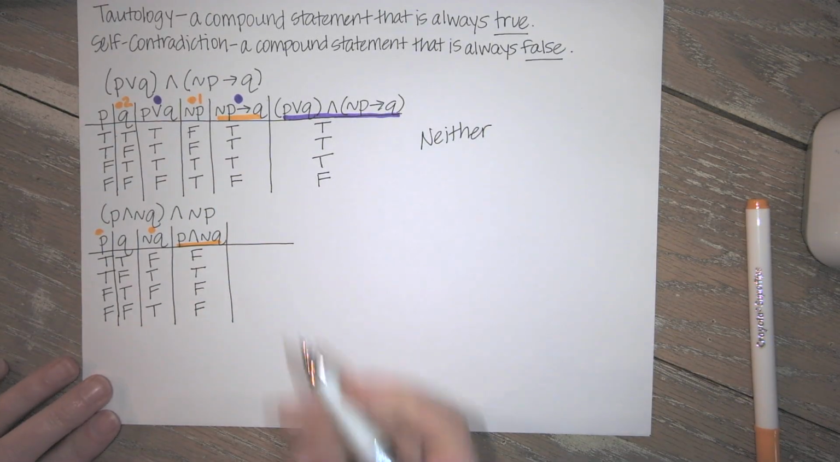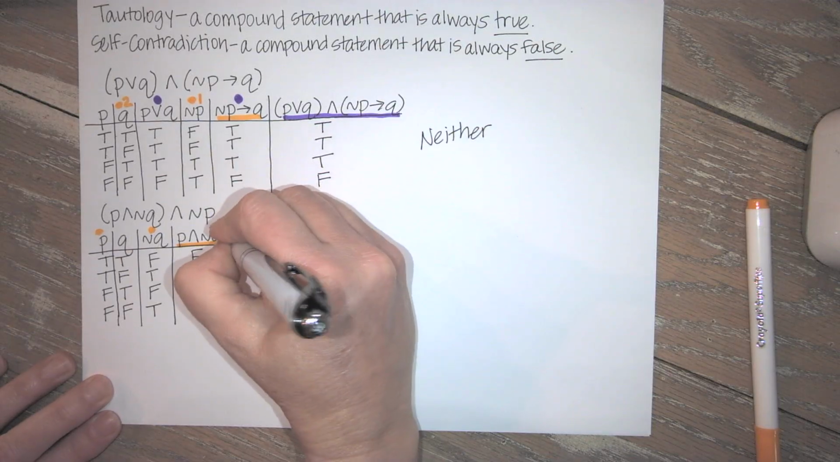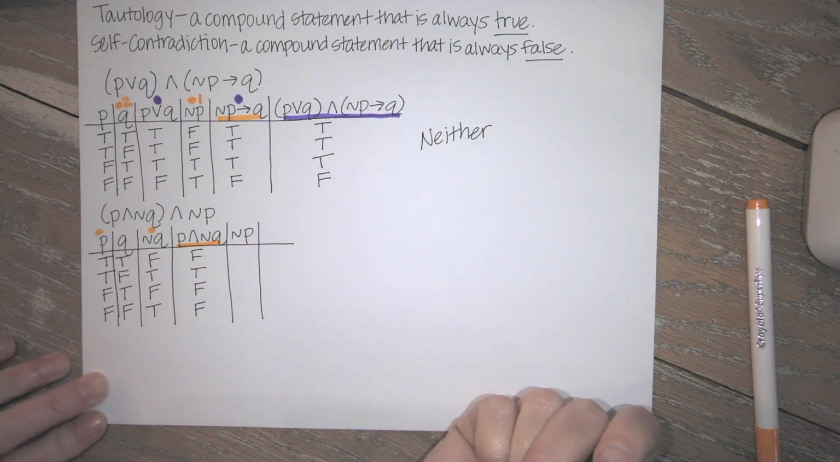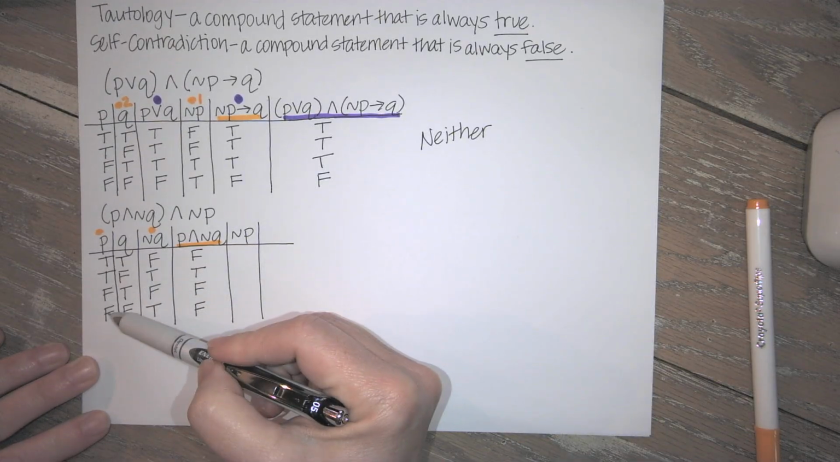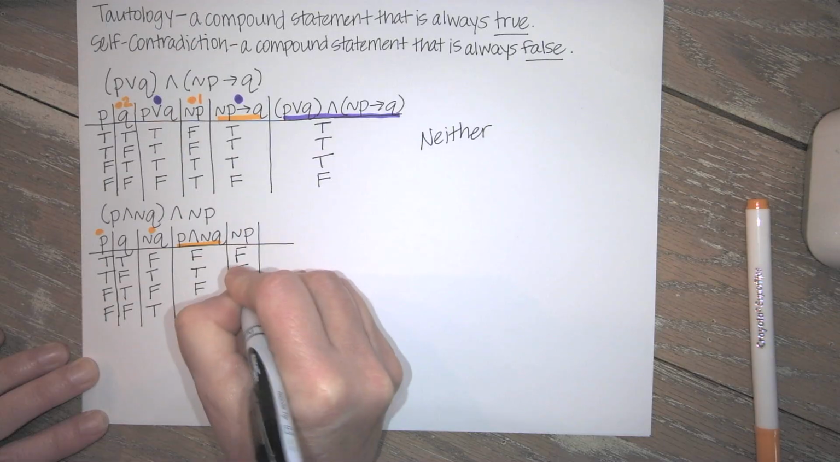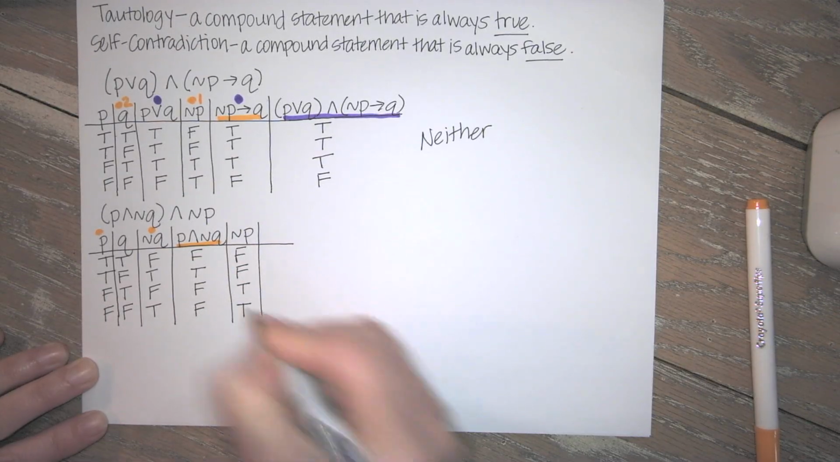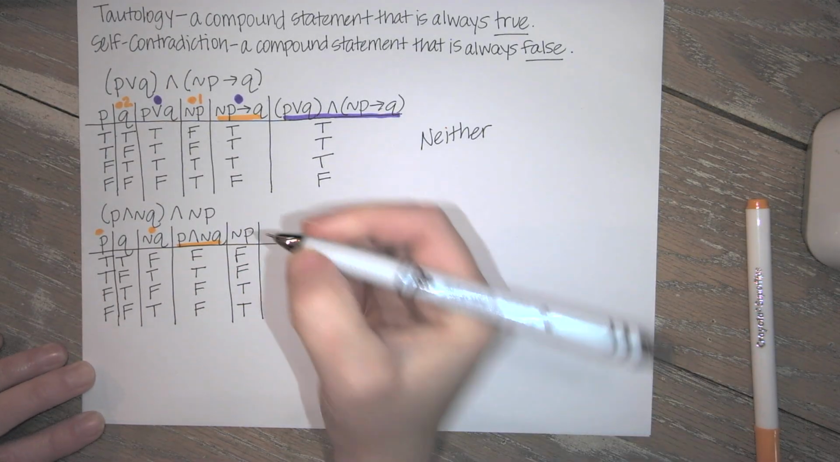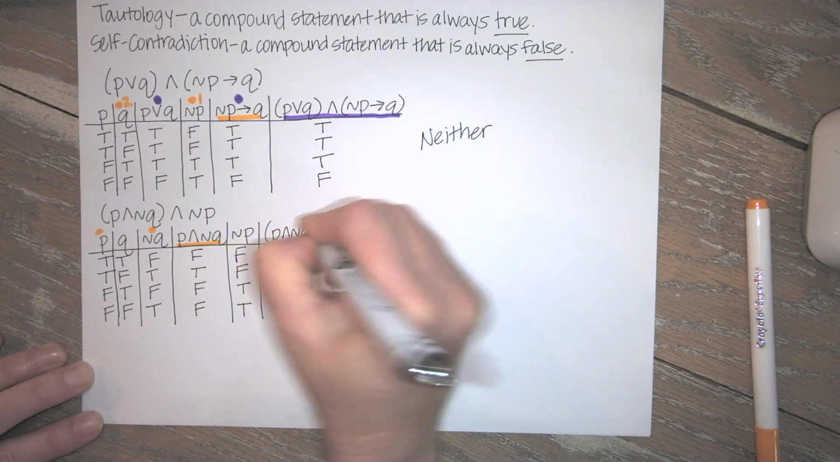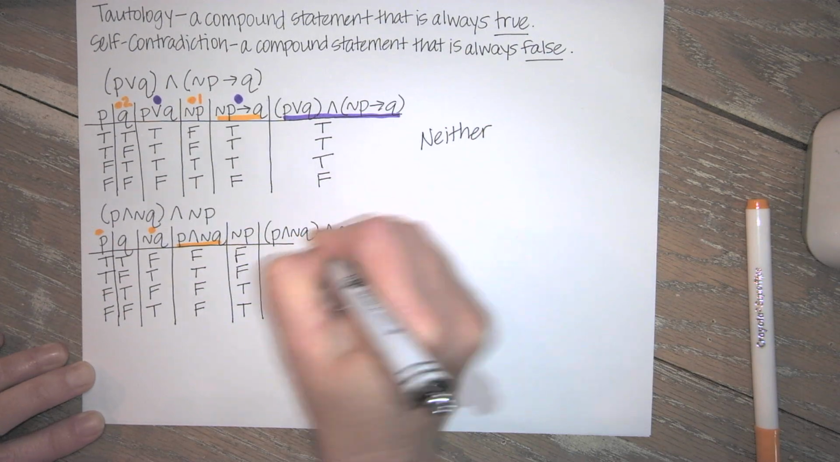All right, I'm going to need a not P column before I can build my final statement. So not P, or the negation of P, is going to change the truth values in the P column. So that's going to be false, false, true, true. All right, now I can build my final statement. P and not Q and not P.